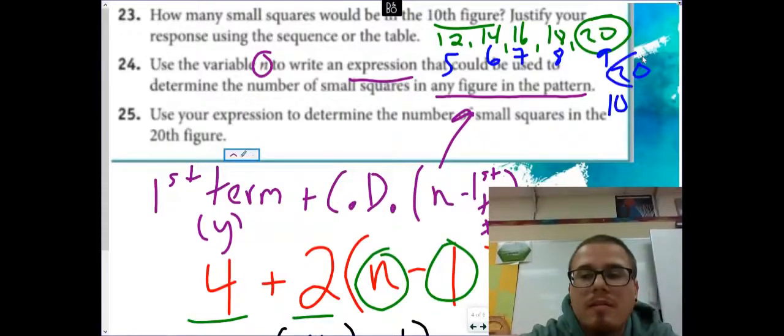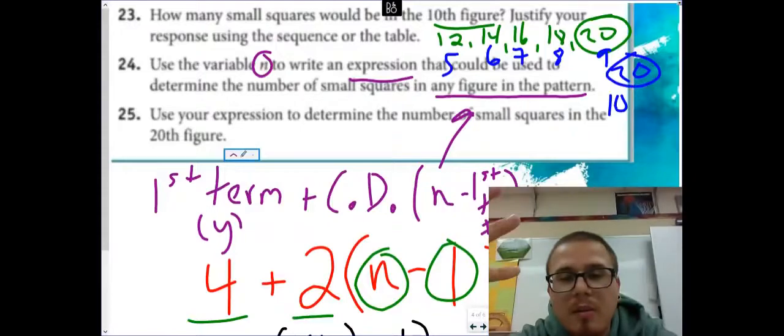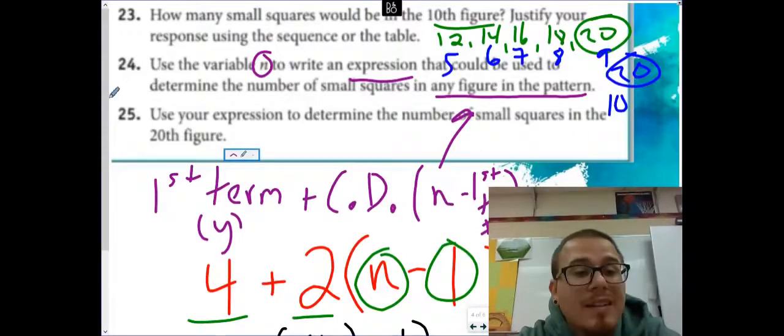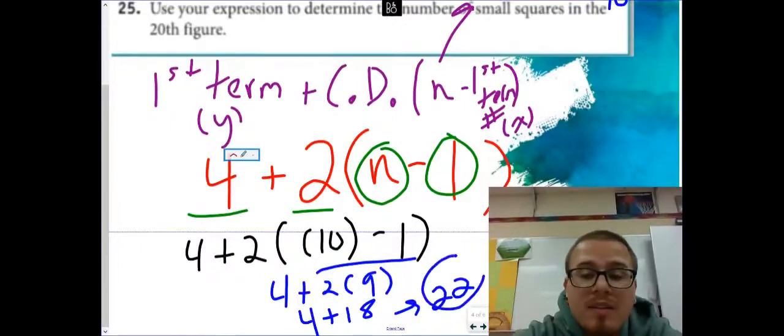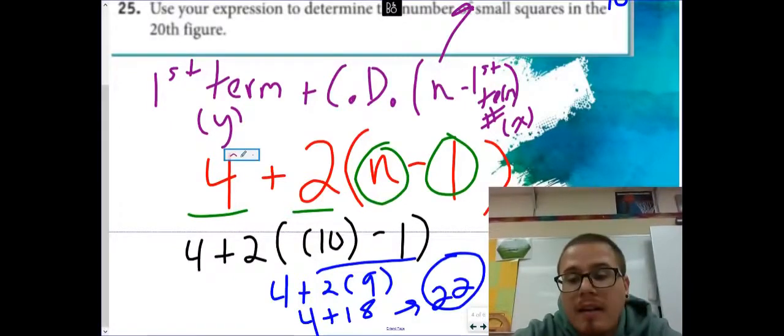My bad, guys. I wasn't paying attention, didn't check my work. That's a lesson right there. Everybody makes mistakes. So the 10th term is 22. So if n is 10, the y value that goes with it is 22. There's 10 figures, I'll have 22 squares. I can write that as an ordered pair because that's that data set.